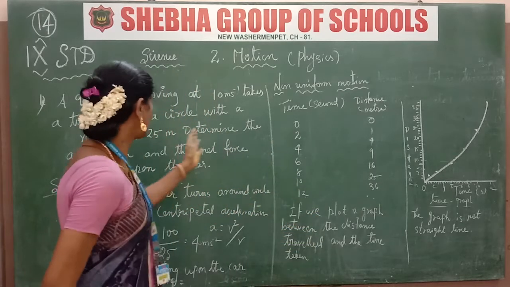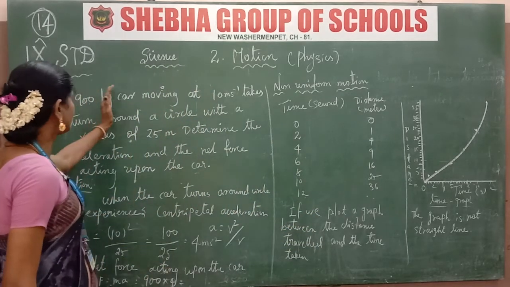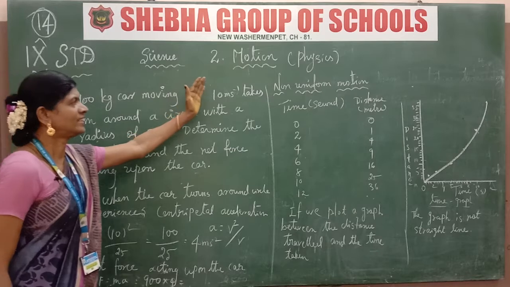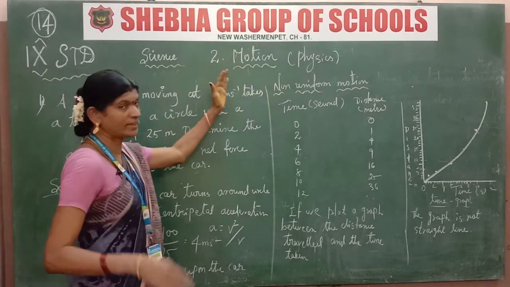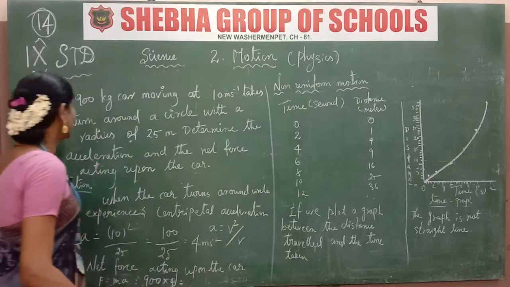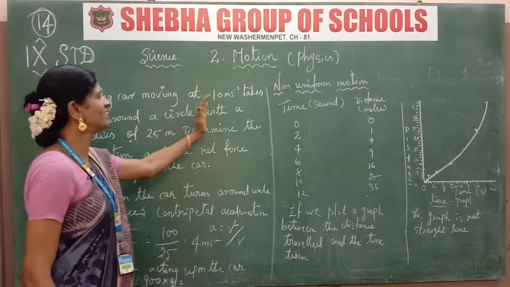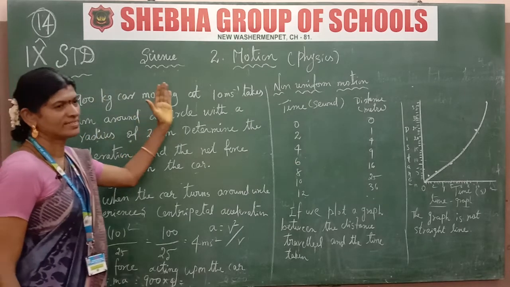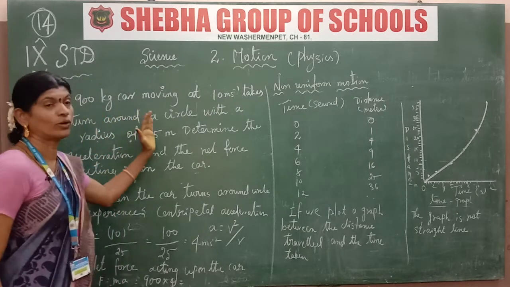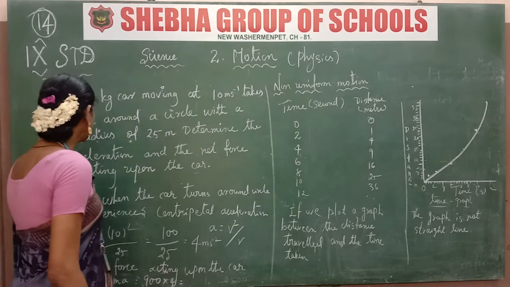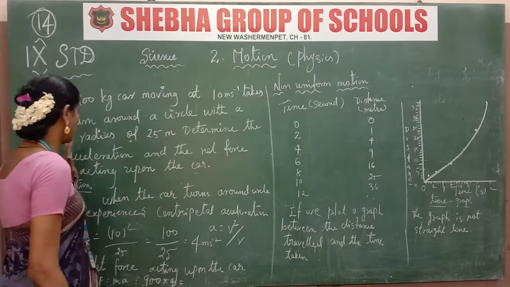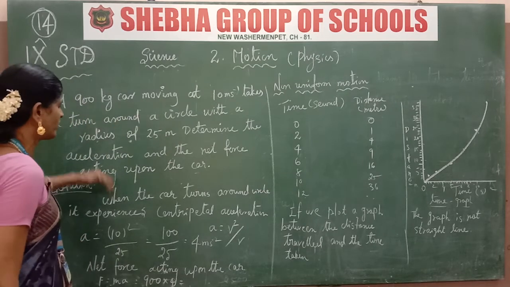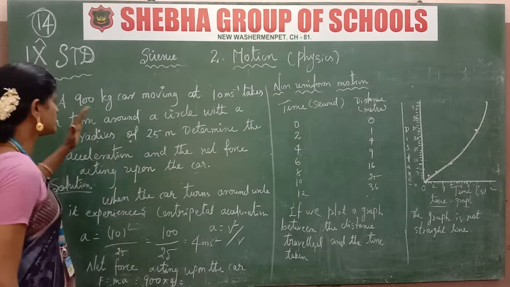Listen, I will do one sum. A 900 kg car, listen carefully, a 900 kg car moving at 10 meters per second takes a turn around a circle with a radius of 25 meters. Determine the acceleration and the net force acting upon the car.